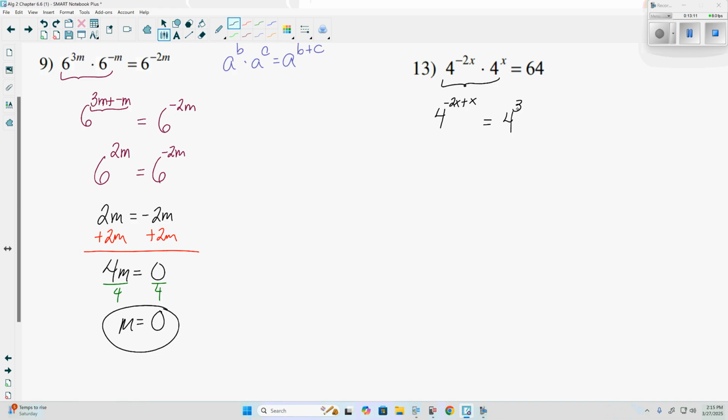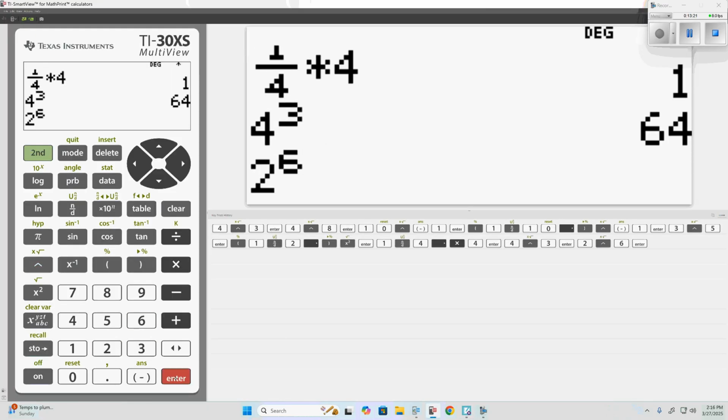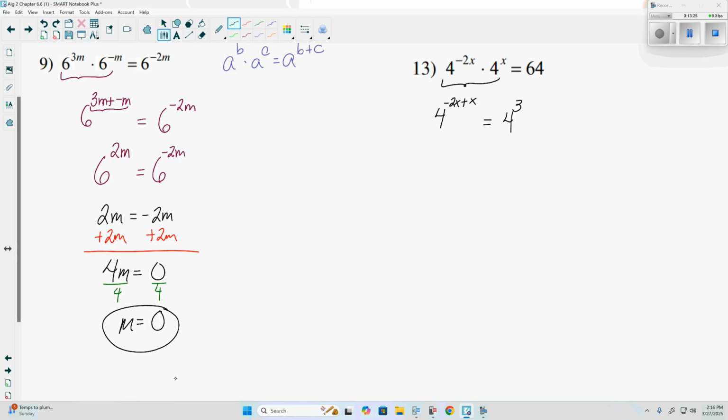Now, this isn't the only way we could have done it. We could have written both of them to the base of 2. 2 squared is 4. 64 is 2, I believe, to the 6th. Yes. So we could have done it with the base of 2. It's just the numbers would have been a little bigger. We would have got the same answer, but the numbers would have been a little bit bigger. Questions on how we got this here?